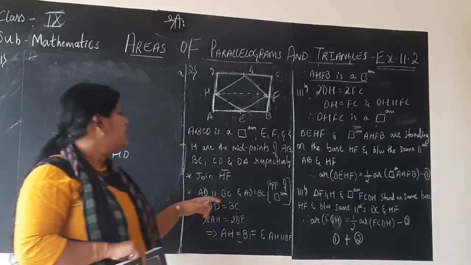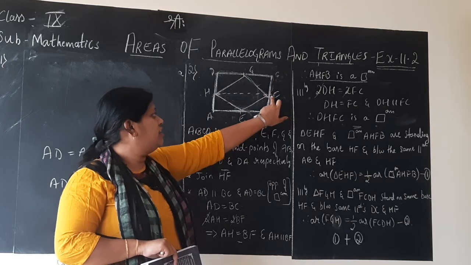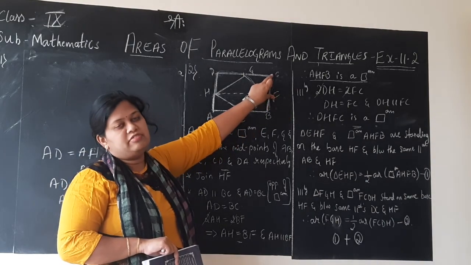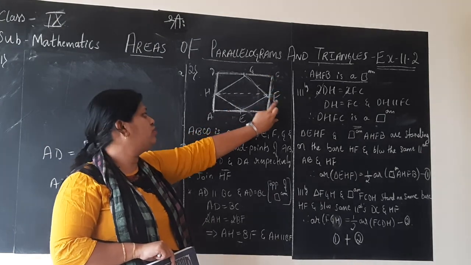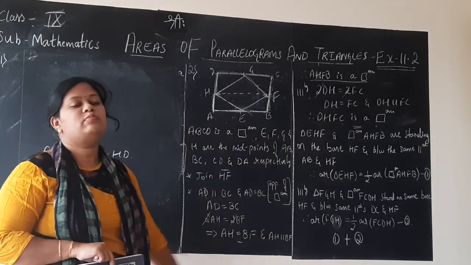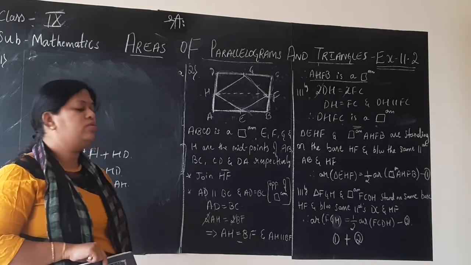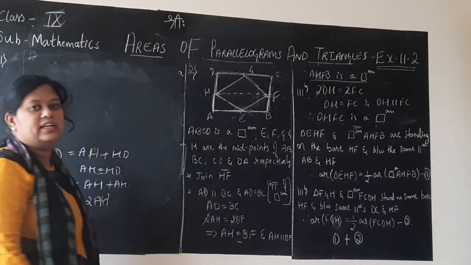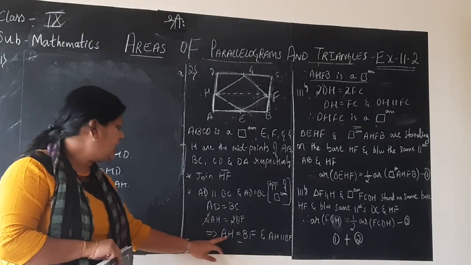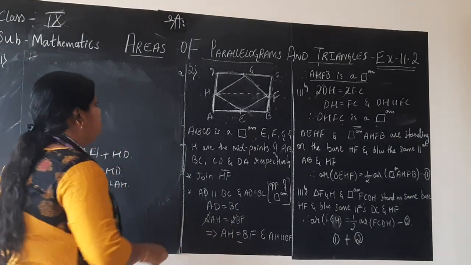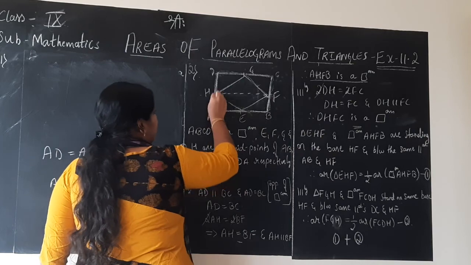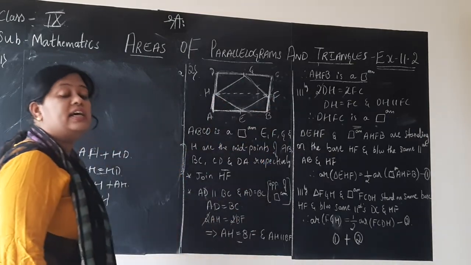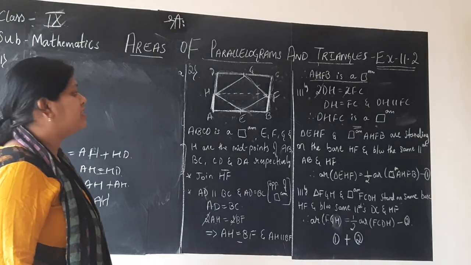Similarly, for the side BC, F is the midpoint, so BC is BF plus FC. BF is equal to FC, so in terms of BF, BC is 2 times BF. So the 2 and 2 will get cancelled on both LHS and RHS, and hence we get AH is equal to BF. This length AH is equal to BF, as well as they are equal, children.